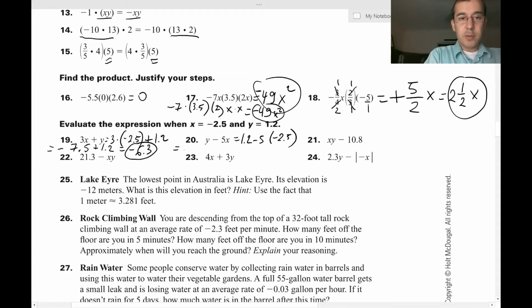20, we have y, which is 1.2, then minus 5, and x is minus 2.5. So we have 1.2, and then minus 5 times minus 2.5 is plus, and then 5 times 2.5 is 12.5. So 12.5 plus 1.2 is 13.7.